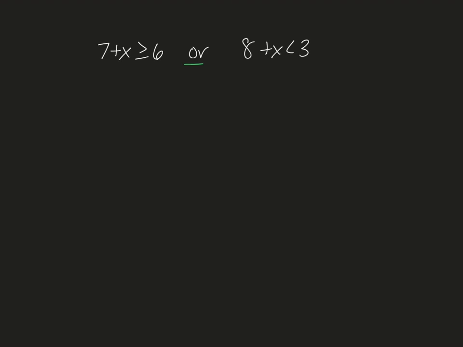So I need to get x by itself. I'm going to do the left one first, so subtract 7 from both sides. I get x is greater than or equal to -1. And on the other side, I'll do that in pink again. Subtract 8 on both sides. I get x is less than -5. Okay, so that's the solving.